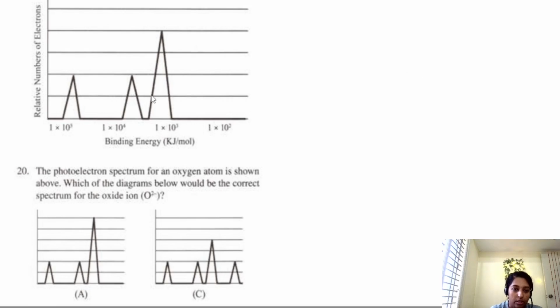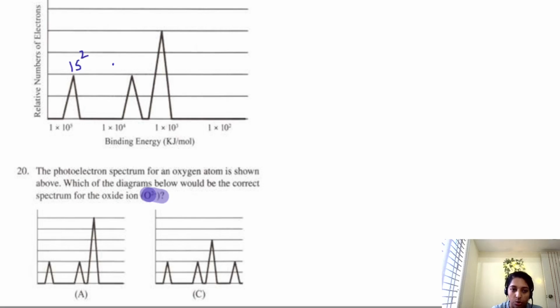Then, see, there is a PES, a photoelectron spectrum, given for oxygen. The photoelectron spectrum for an oxygen atom is shown above. Which of the diagrams below would be the correct spectrum for the oxide ion? What we need is oxide, O2 minus. What is given is oxygen.